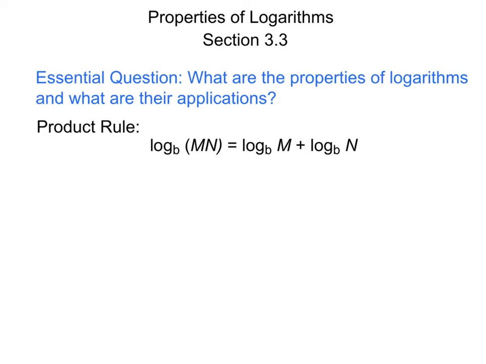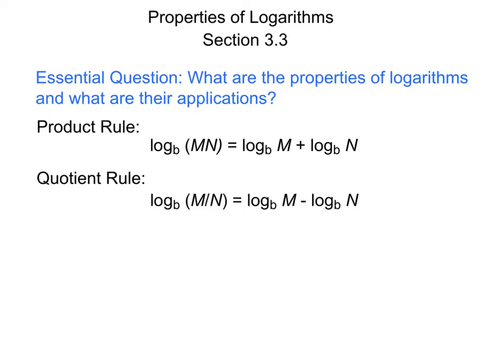This simply states that the log of the product mn is equal to the log of m plus the log of n. The next is the quotient rule. This states that the log of m divided by n is simply equal to the log of m minus the log of n. So the log of the quotient is equal to the difference of the log of the numerator minus the log of the denominator.